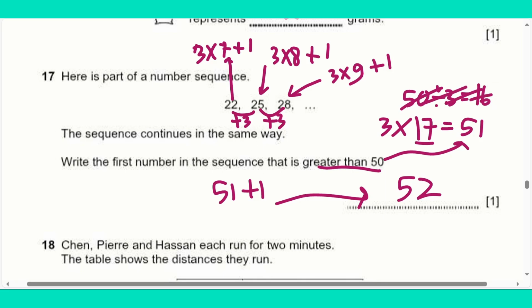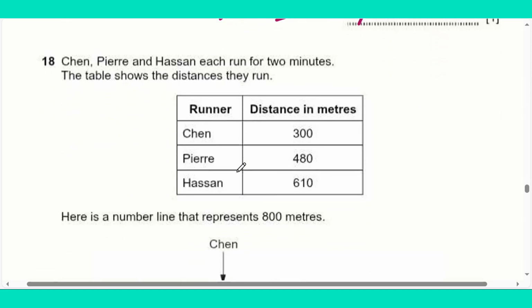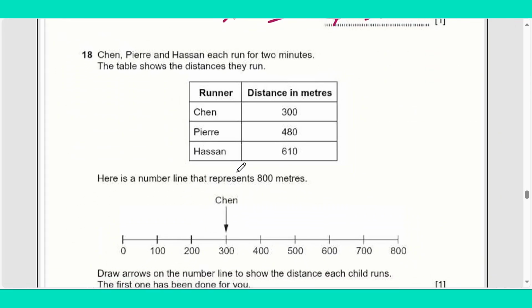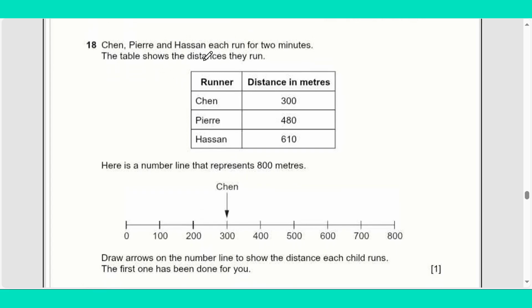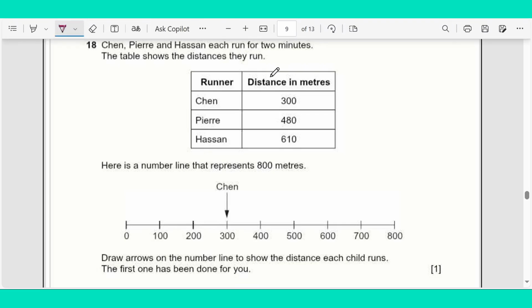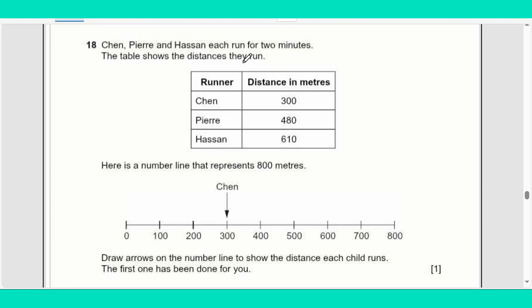Okay, now we are at 18 guys. So 18 here shows that Chan, Pierre and Hassan run for 2 minutes. The table shows the distances they run. Runners Chan, Pierre, Hassan. Distances are 300, 480 and 610. Here's a number line that represents 800 meters. Draw arrows on the number line to show the distance each child runs. The first one has been done for you.